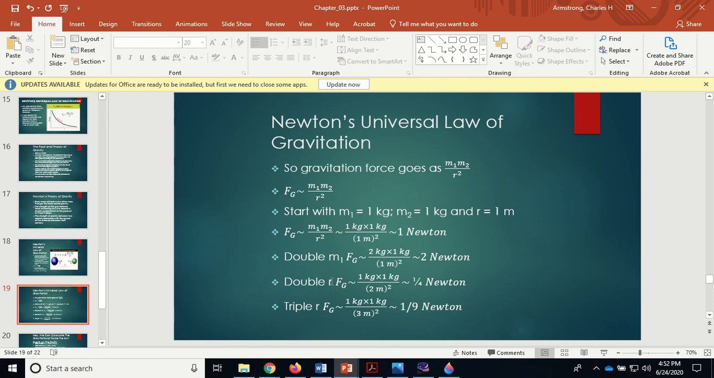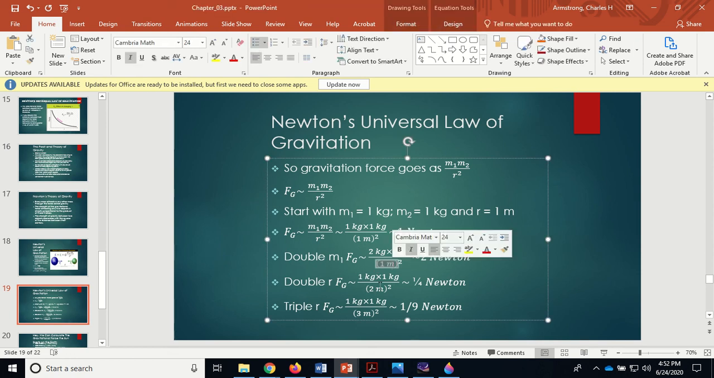Now, what happens if we mess around with R? With 1 kilogram times 1 kilogram, it's going to be 1 on top. But you went from 1 to 2, so as a result, you go down to 2 squared, that's 4. So you went down to 1/4 of what you were. Just by doubling the distance, the force falls off to 1/4 of what it was.